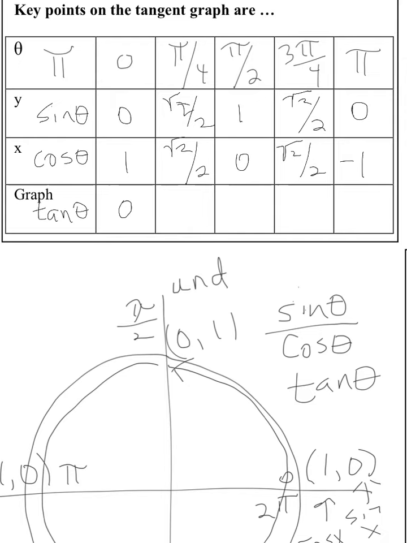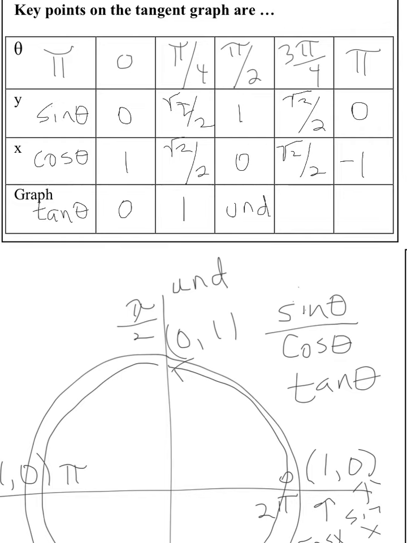Our next tangent at pi over 4 is root 2 over 2 divided by root 2 over 2, which is just 1. Then we have pi over 2. Now this is where we have an interesting place in our graph. It's called our asymptote. Because sine over cosine is 1 over 0, and we can't divide by 0, the tangent at that angle is undefined, or it's a vertical line.